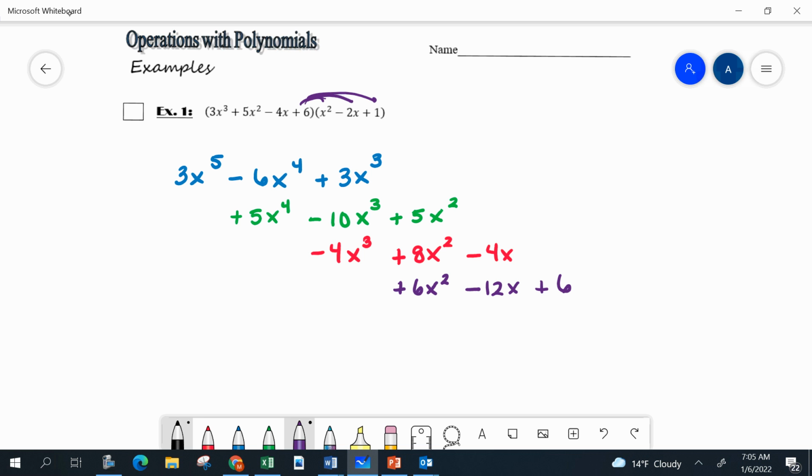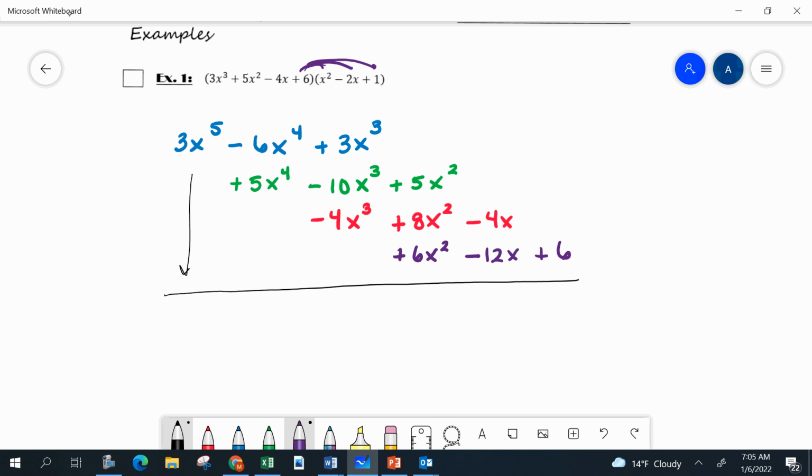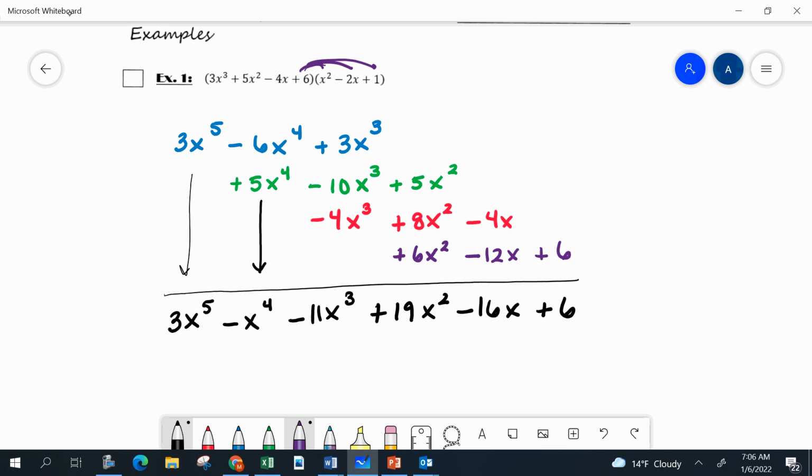So finally, when I think about adding all these terms up, I really just need to go down the columns. So this is going to be 3x to the fifth, and then I add down and I get negative 1x to the fourth, and negative 14 plus 3 is going to make negative 11x to the third. 5 plus 8 plus 6 is going to make plus 19x squared, minus 16x, plus 6. Like I said, it's just a different way to organize it, but it's a really clever way to multiply bigger polynomials without it ever getting too messy, and it minimizes mistakes.